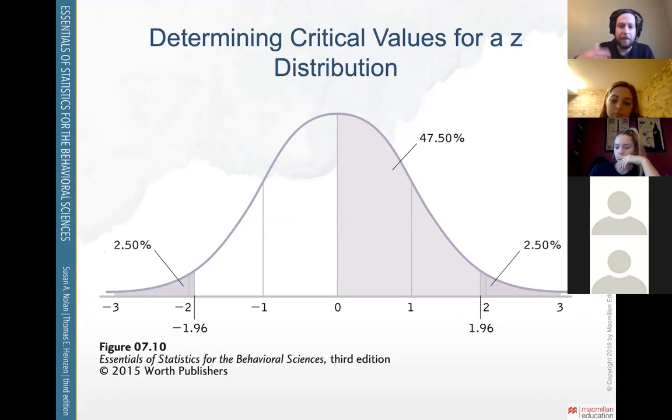So this is alpha equals 0.05, two tails. You're dividing that 0.05 into the two tails so that each tail gets half of the 5%. That is 2.5% in each tail.